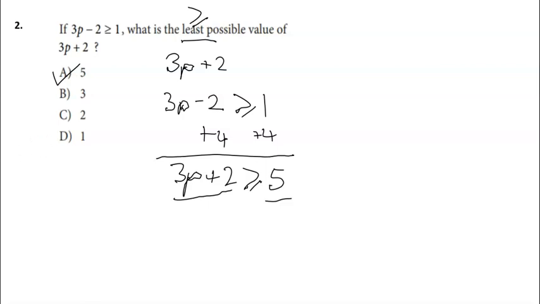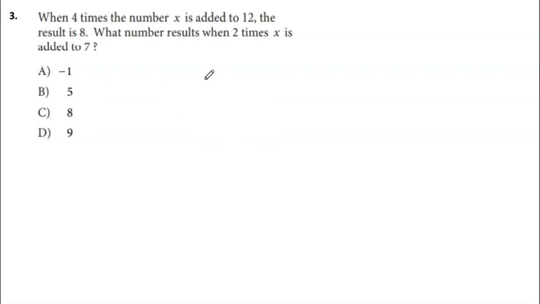All right, so let's go to question number 3. Question number 3 says, when 4 times the number x is added to 12, the result is 8. What number results when 2 times x is added to 7?